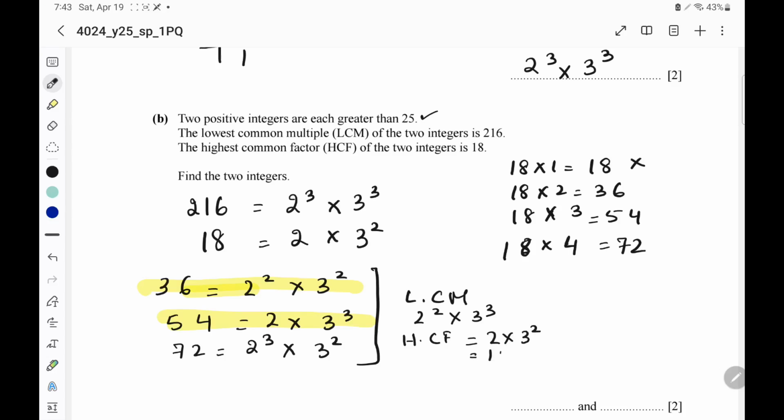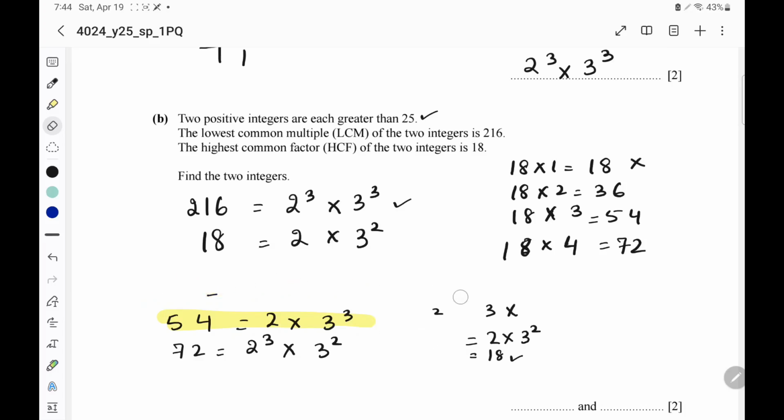9 2s are 18. Okay, fine, but 4 2s are 18, 9 10, 108, which is not. And we don't even have to check because we know that the LCM must be equal to 2 cube into 3 square, which is not. So it means that 36 will not come in this one. Let's try these two.